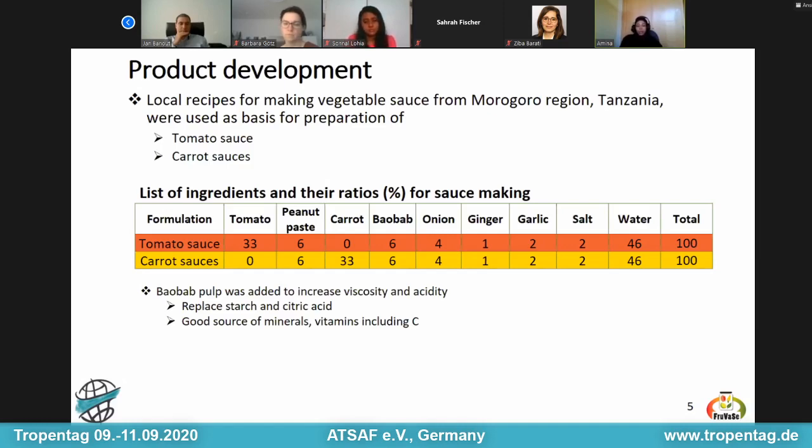So also this baobab is a good source of mineral and vitamins, including vitamin C, and it has been tried to replace commercial pectin in gel making.